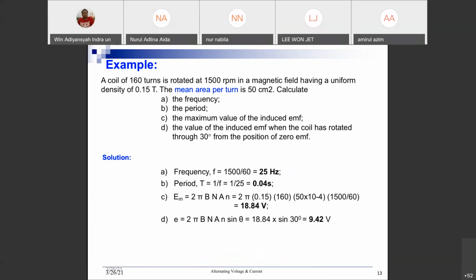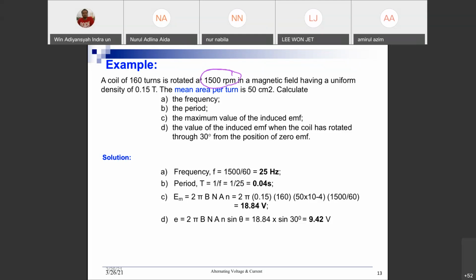Okay, let's see an example. A coil of 160 turns is rotated at 1,500 RPM, turns per minute, in a magnetic field having uniform density of 1.15 T. The mean area per turn is 50 centimeters squared. Calculate the frequency, the period, the maximum value of induced EMF, and the value of induced EMF when the coil has rotated through 30 degrees from the position of 0 EMF.